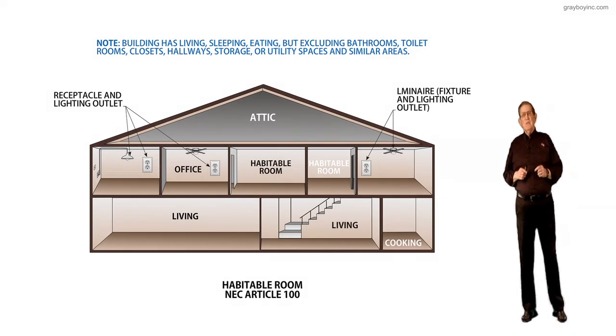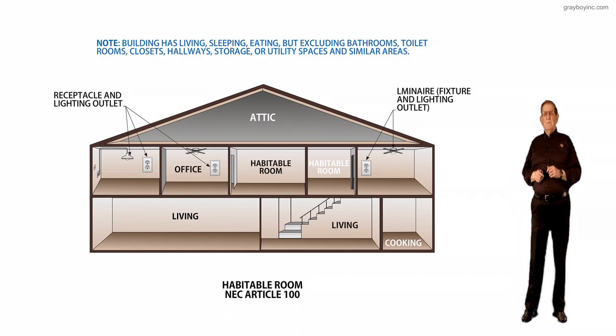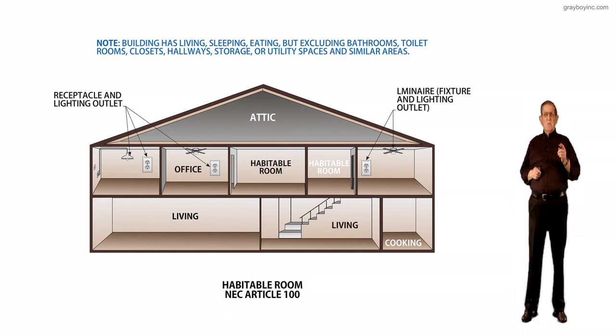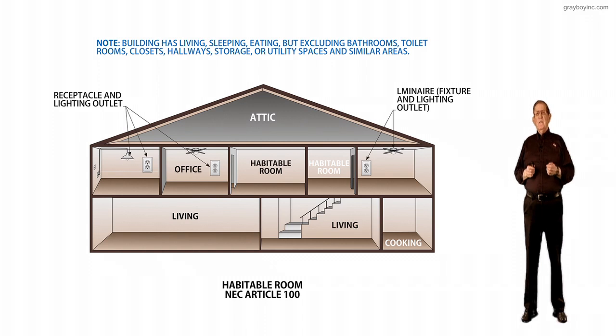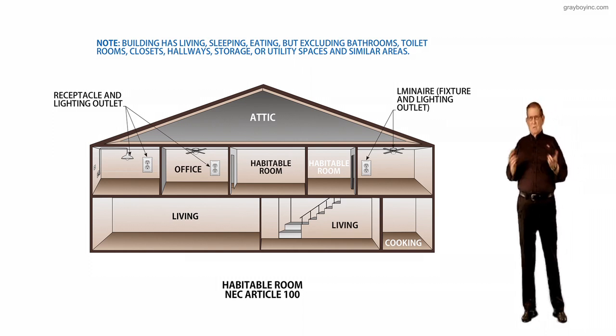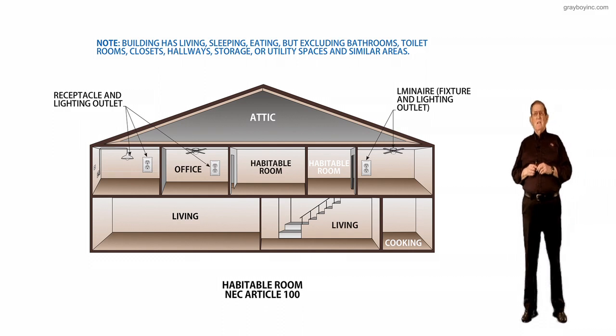This illustration deals with habitable rooms. NEC Article 100 defines such a habitable type room. The purpose of the change is a new definition has been added to address habitable type rooms. This new definition defines these rooms as they're located in a building for living, sleeping, eating, or cooking.